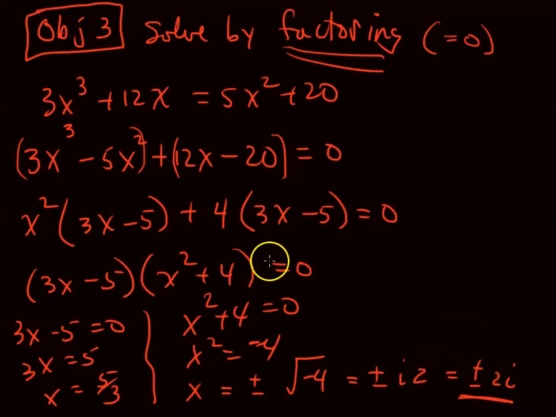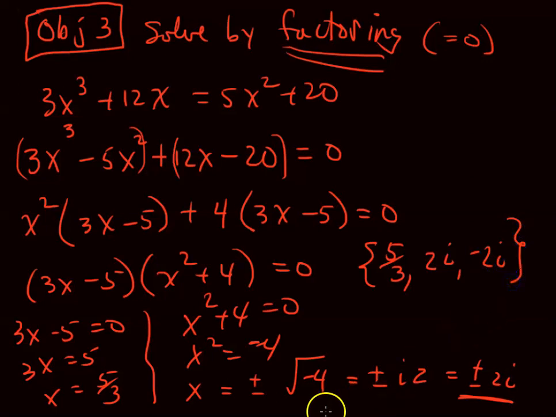Does this make sense? Let's see. Because it's a cubic equation, you should expect 3 answers. They are the 5/3, the 2i, and the negative 2i. So you might get some complex solutions that way.